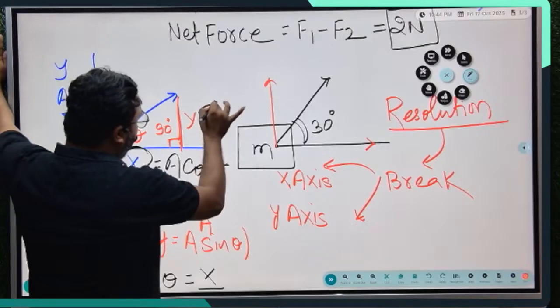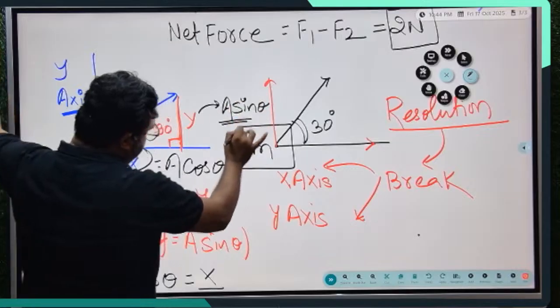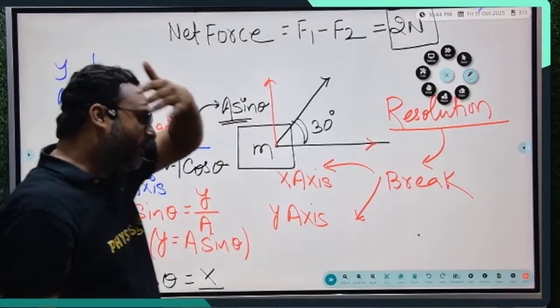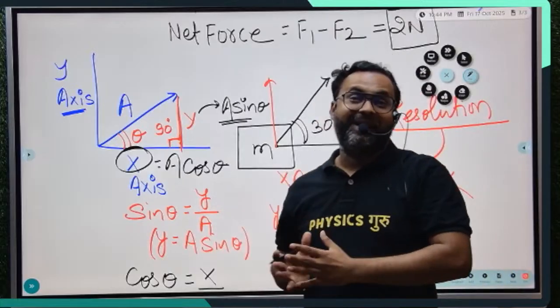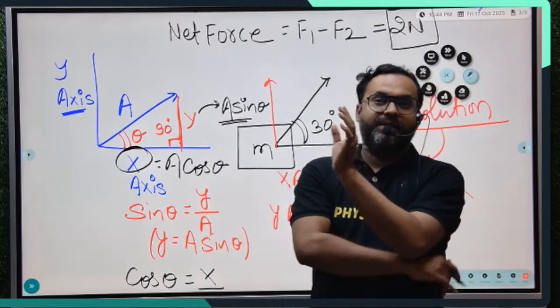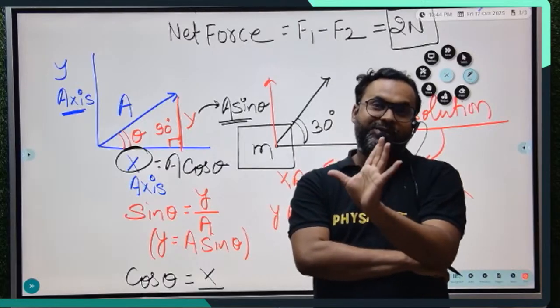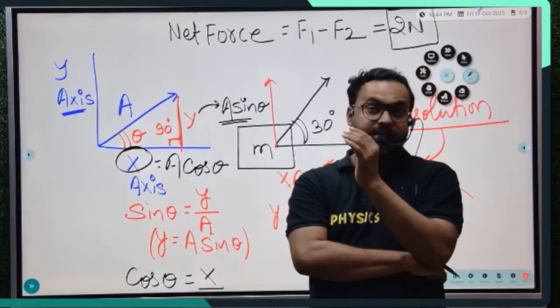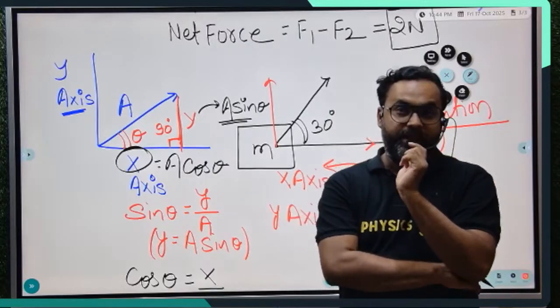And what is the value of y? It is A sin theta. I will tell you a trick. In an exam we don't have time to derive this. The trick says that from where the angle is formed, that component is cos theta. I repeat, from where the angle is formed, that particular component is cos theta.